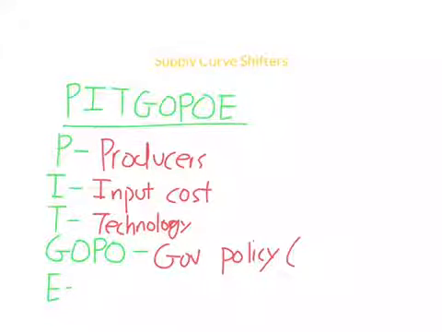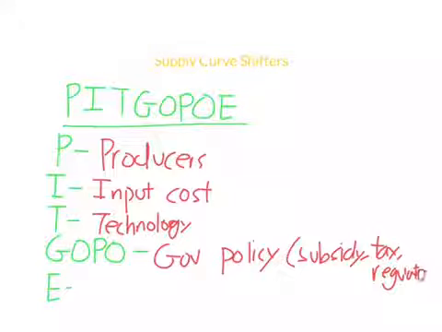Examples are subsidy, tax, and regulation. Then lastly, E stands for expectation.